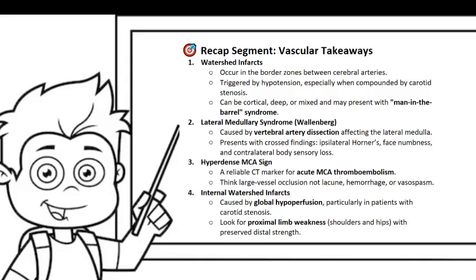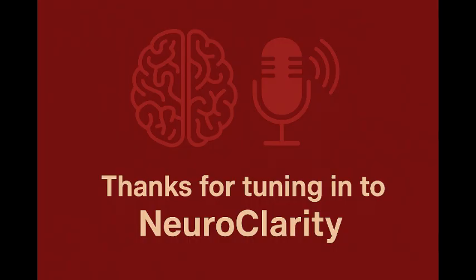For the fourth question, we talked about the internal watershed infarct, and we said it's caused by global hypoperfusion, particularly in patients with carotid stenosis. Look out for proximal limb weakness, shoulders and hips, with preserved distal strength. On that note, we end today's session.